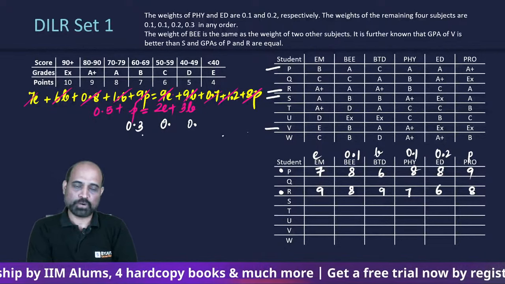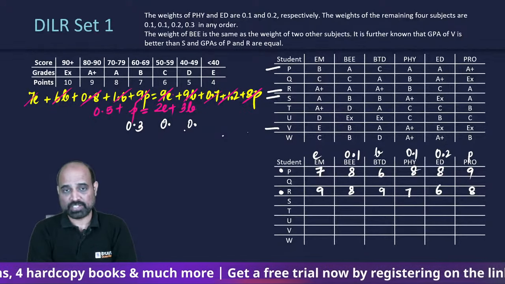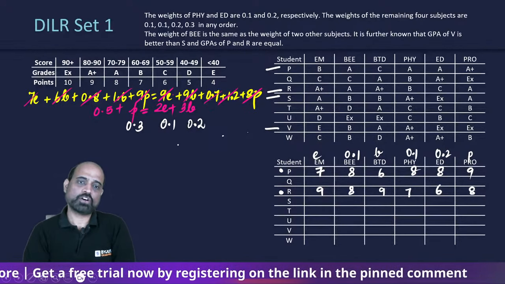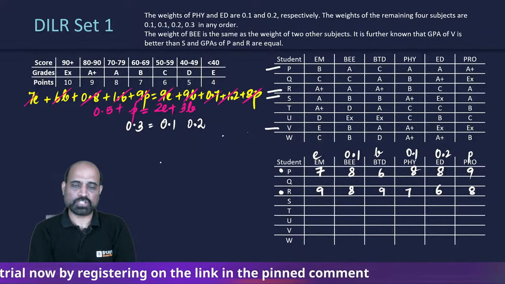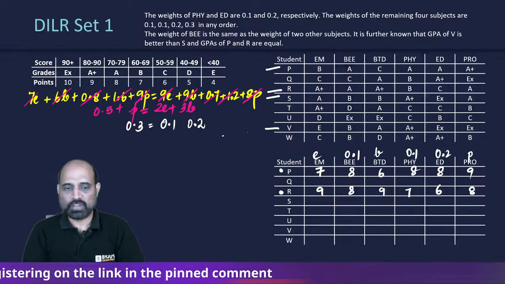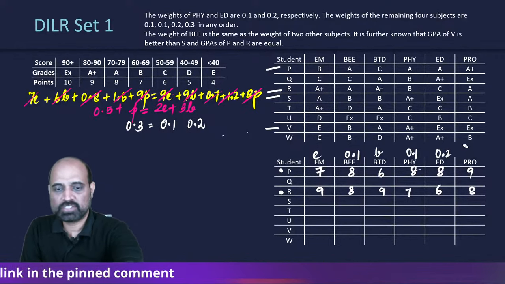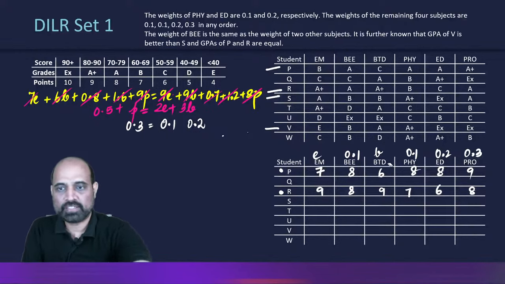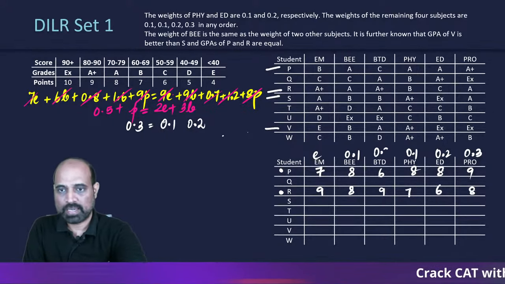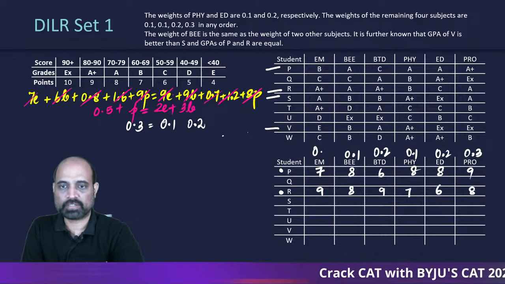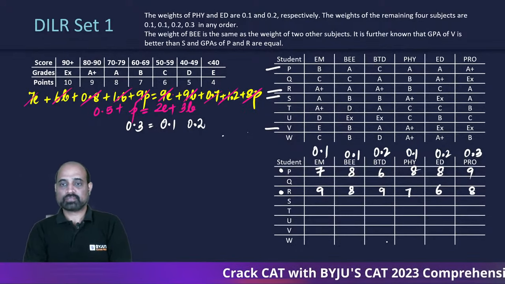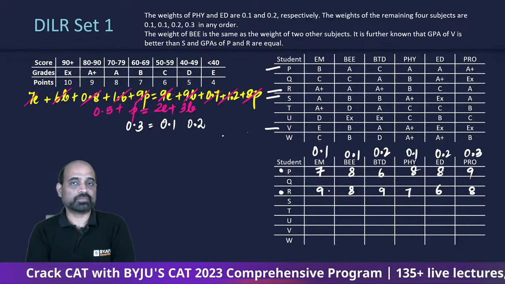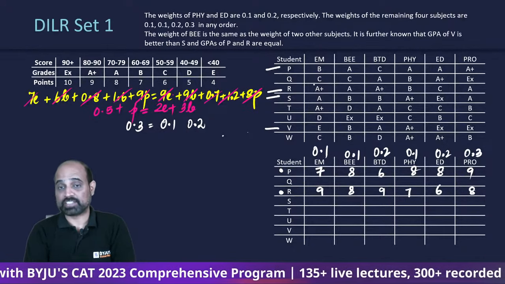If we take P as 0.3, we have LHS as 0.8, and this is how we can equate, right? 0.8 is equal to 0.8. So the weightage of P turns out to be 0.3. The weightage of B turns out to be 0.2, and weightage of E turns out to be 0.1. Right? Okay, once this is done, now we can fill up the other points of the grades for other people.